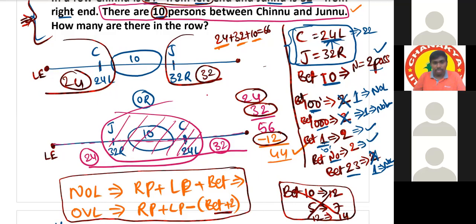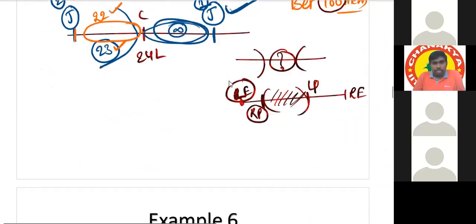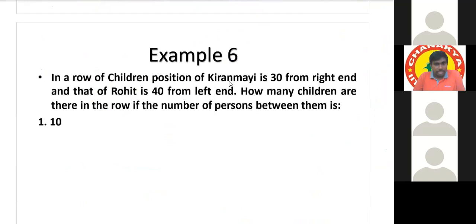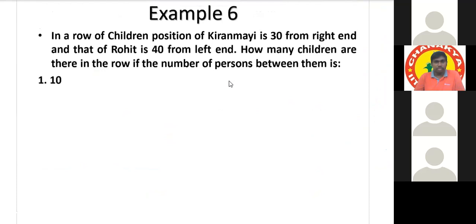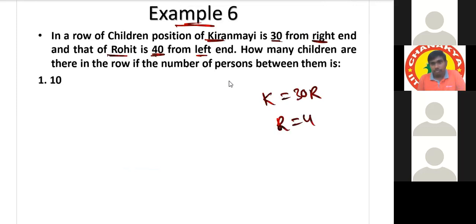In which possibility does overlap exist? If the between persons is less than the minimum position minus 2. Between the given 2 numbers, the minimum position minus 2. Okay, let us do this example. We'll use the shortcut method only. In a row of children, the position of Kiranmai is 30 from right hand and that of Rohit is 40 from left hand. Here I'm writing the basic information: Kiranmai 30 from right hand and Rohit 40 from left hand. Now tell me, between 30 and 40, what is the least number?